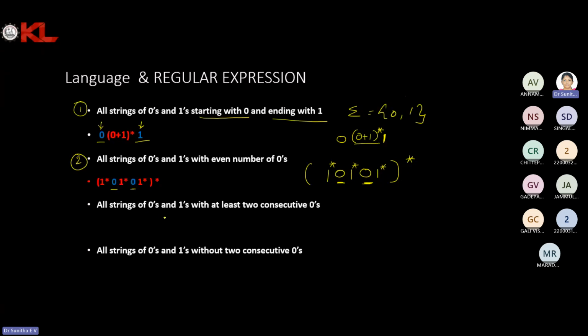So it ensures that there are even number of zeros. Then, all strings of zeros and ones with at least two consecutive zeros. So here we mention that there should be consecutive zeros. That means in the string there should be two consecutive zeros, and before these zeros we can have any combination of zeros and ones. After this also we can have any combination of zeros and ones. Doesn't matter. But we should have two consecutive zeros. That is the meaning.